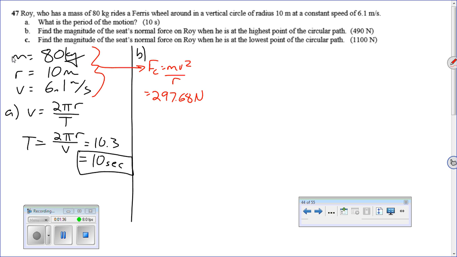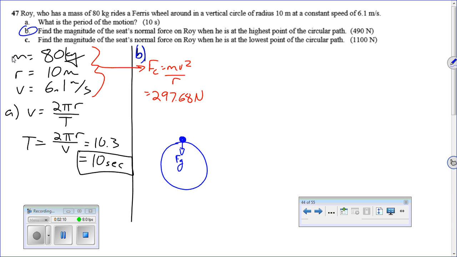So now remember, because this is uniform circular motion, that centripetal force is not going to change. The entire time he's going around the circle, that's the centripetal force. Now, what provides that centripetal force is what changes, right? So let's take a look at part B. Part B says to find the magnitude of the normal force when he's at the highest point of the circular path. So here's the circular path, right? So he's right here. Okay, and so the idea is gravity is going to be pulling him downwards, and we've got to find our normal force.